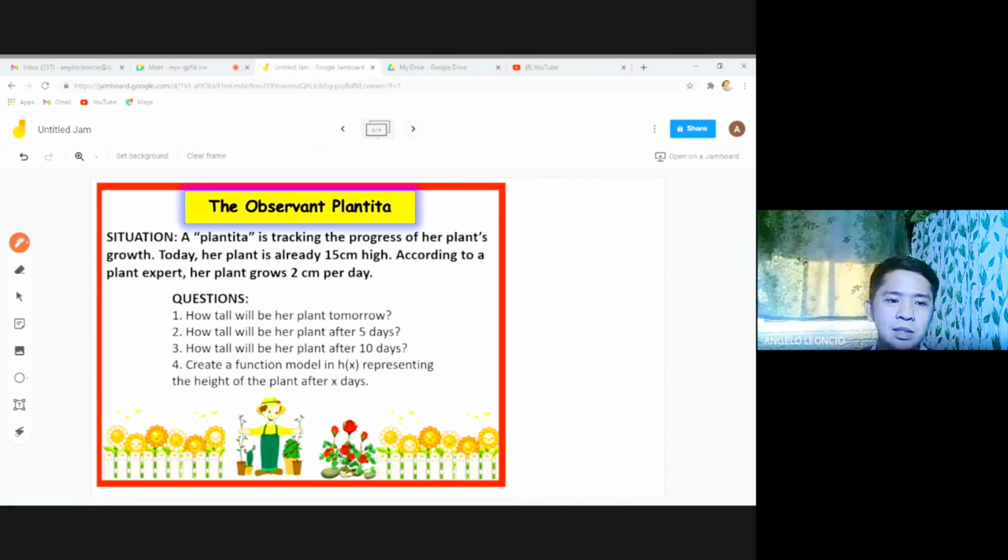So the situation is this. A plantita is tracking the progress of her plant's growth. Today, her plant is already 15 centimeters high. According to a plant expert, her plant grows 2 centimeters per day. So these are the following questions. Can you read it and try to answer that?